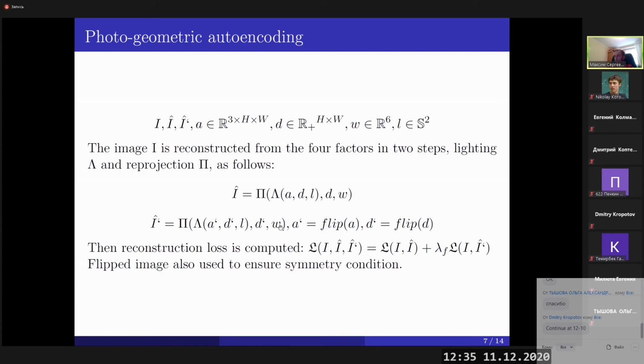light, and viewpoint. And then we can construct reconstruction loss as a sum of reconstruction loss for the original image and for the flipped image. So we use the second term in this loss to ensure the symmetry condition. So we ensure that if we flip image, we can recover from this image the original non-flipped image. So we believe that such type of loss can ensure the strong conditions that we use in this method.